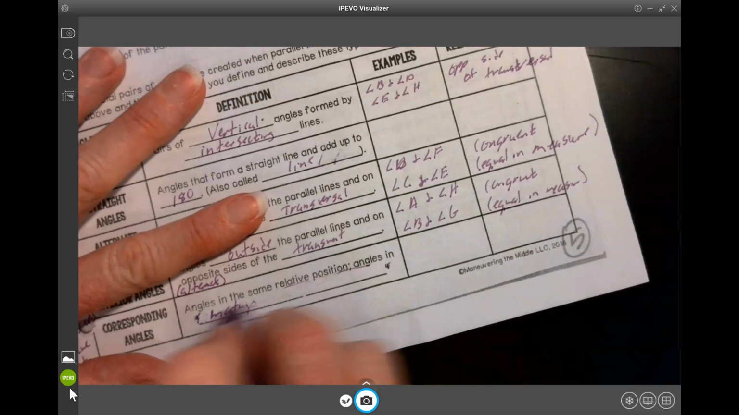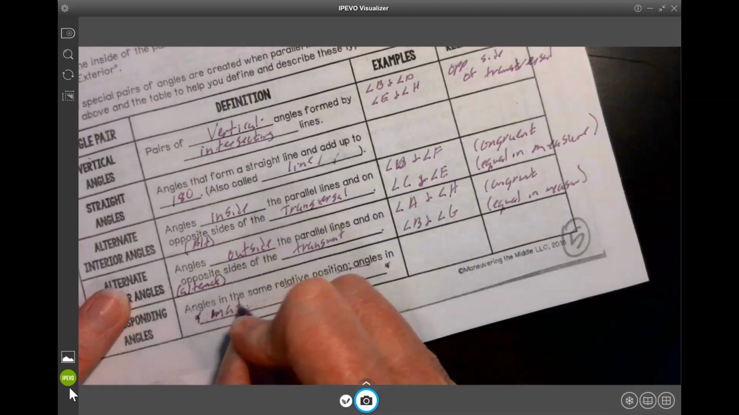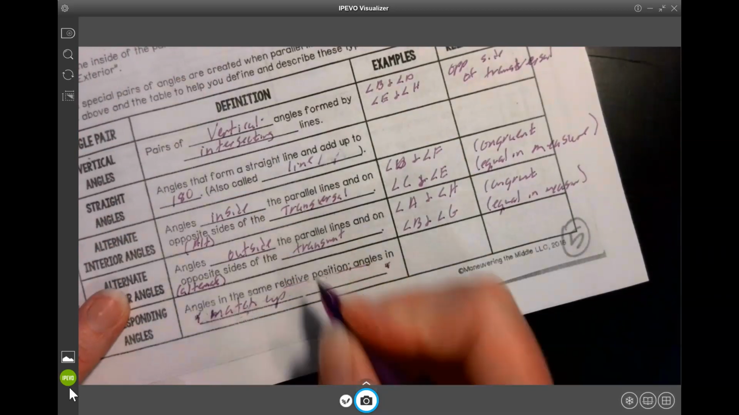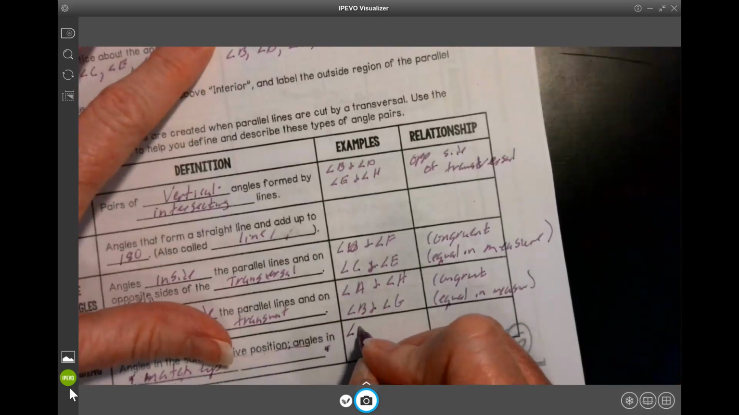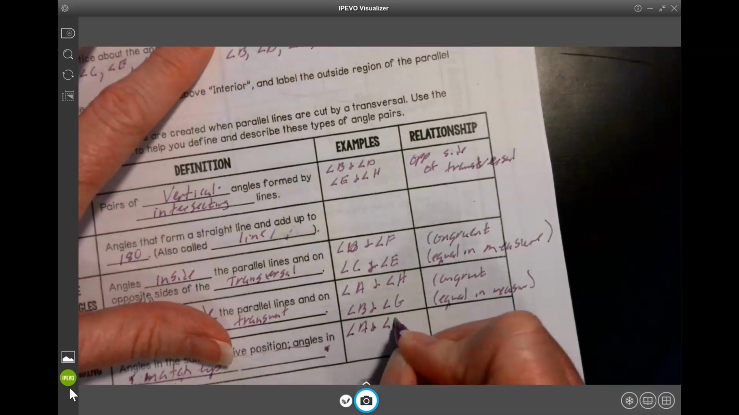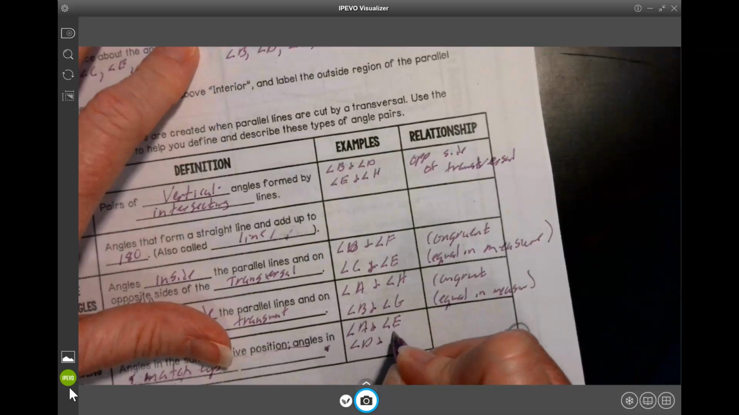So match up. Angles that match up. They're in the same position. So which ones are corresponding? Angle A and angle E. Everyone has a corresponding angle in this. Angle A and angle E. Angle D matches up with angle G.